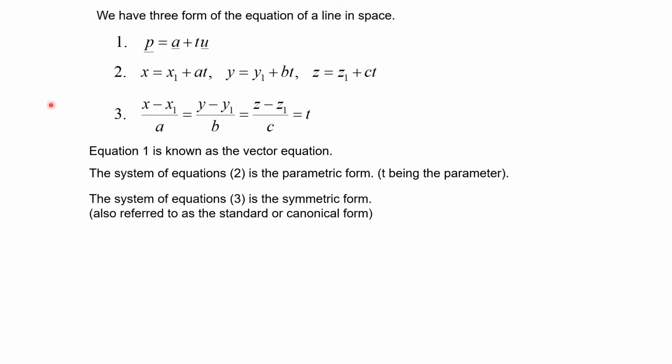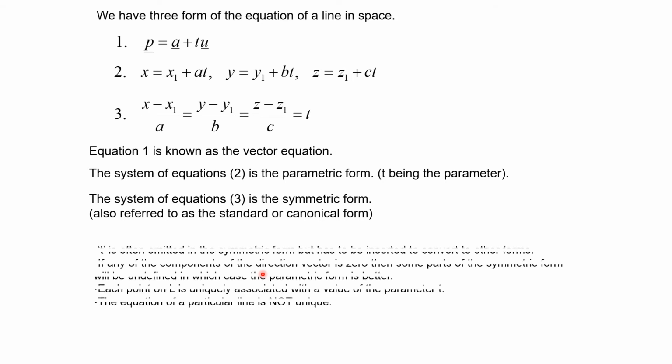The third equation is the standard form of the equation for a line in space. It also has other names, known as the symmetric form or the canonical form. We use the terms standard and symmetric form more often than canonical form.